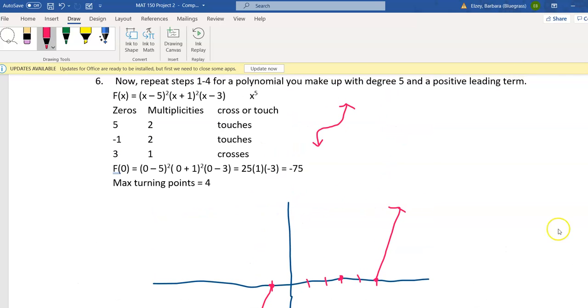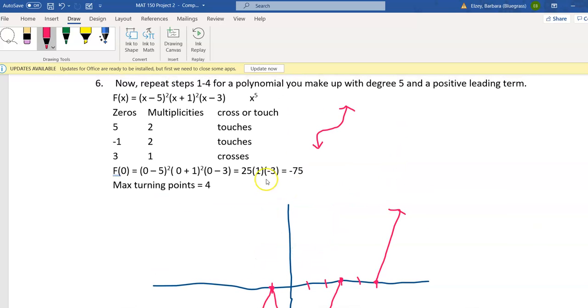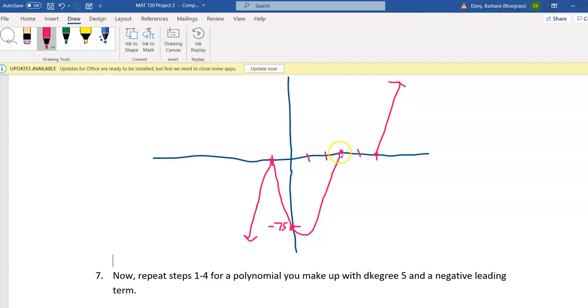All right, so now let's look at touching and crossing. So at negative 1 on the far left, it touches. So it is going to bounce from this, and we can see it's got to come down here. Grab the 75, and then it's got to go back up to this next x-intercept. All right, so let's see what's happening at 3. At 3, it crosses. Okay, so let's go across the x-axis.